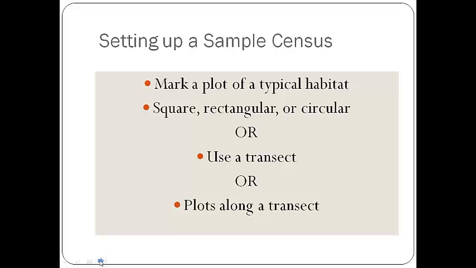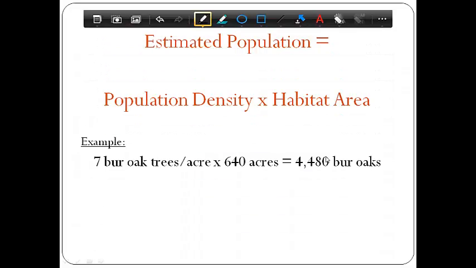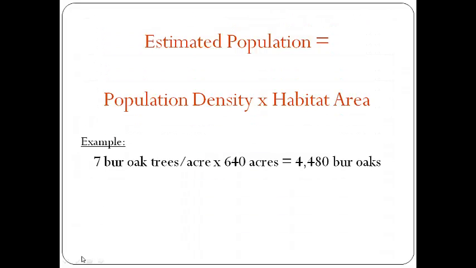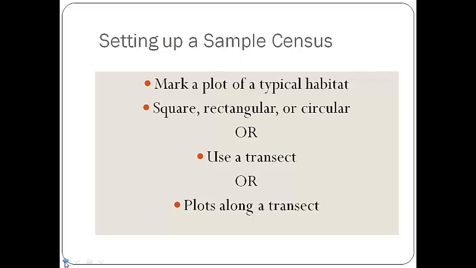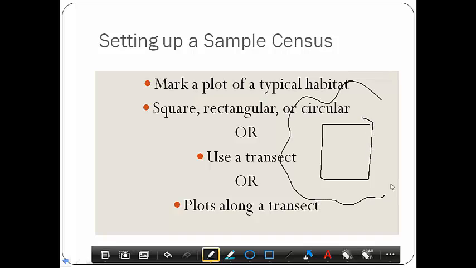All right, so when we're setting up a sample census, what will happen is we'll mark a plot of a typical habitat. So we'll go into that maybe forested area where those deer are living, and we'll plot out an area. Okay. So again, we're going to go back to that forested area and we're going to plot out a circle or a rectangle or a square within that area that we're actually going to focus in on.